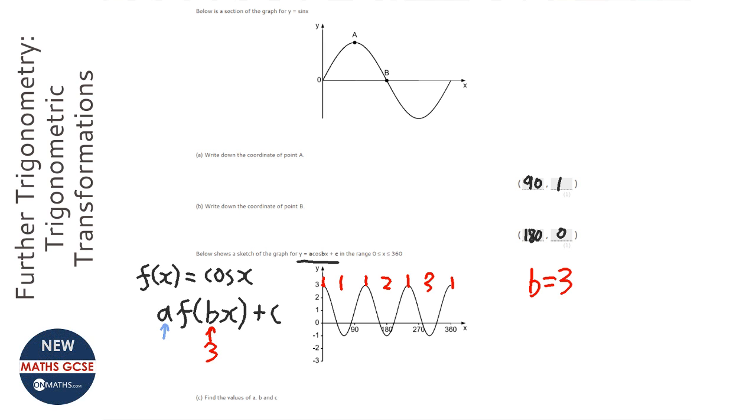Okay, the number on the outside shows us how far it's stretched in the y direction. Now this works as if it's a number greater than 1, it stretches it out. If it's a decimal, it compresses it in. So what's happened? Well, we'd normally expect it to be between 1 and -1, and so on the y-axis it's got a range of 2. Here it's between 3 and -1, so it's doubled its height, so therefore a is going to be 2.